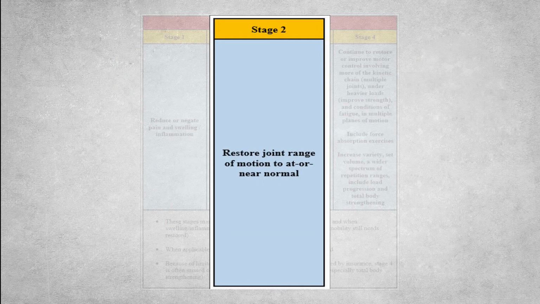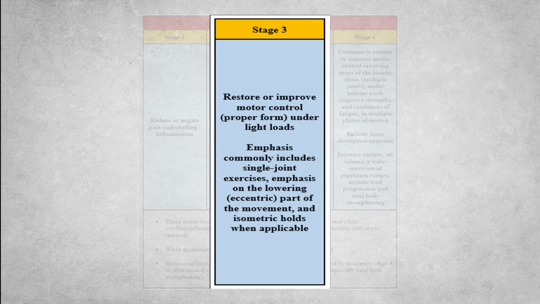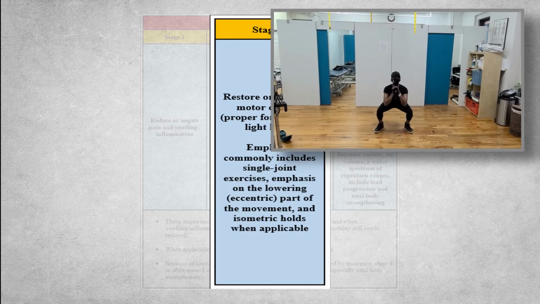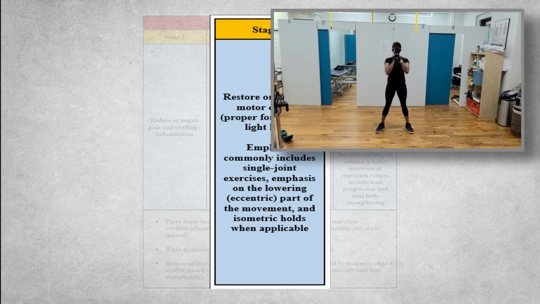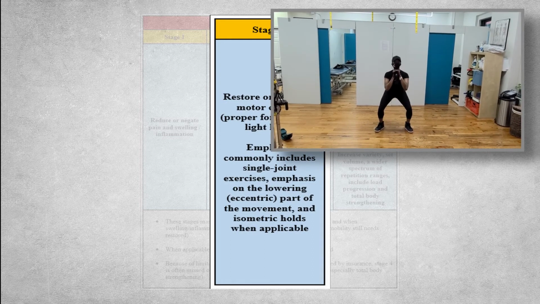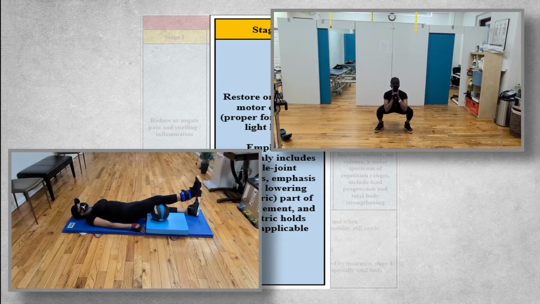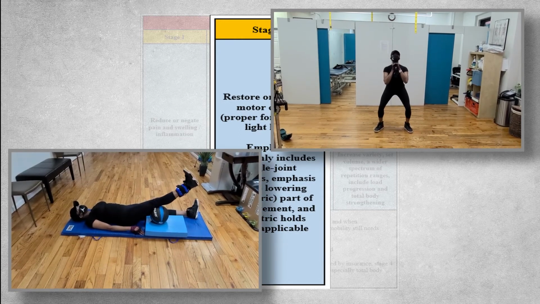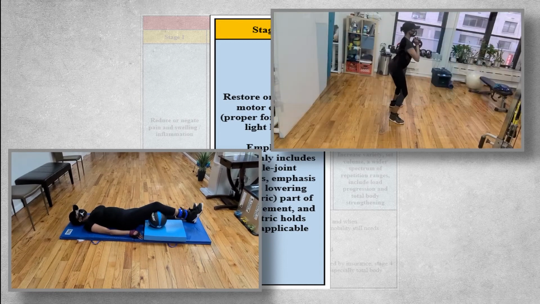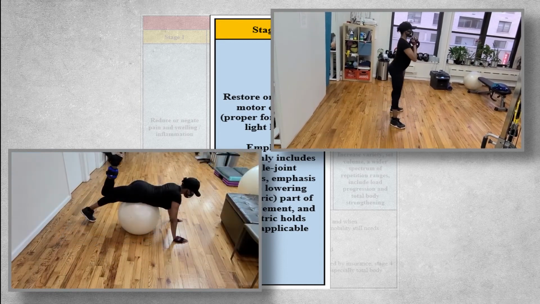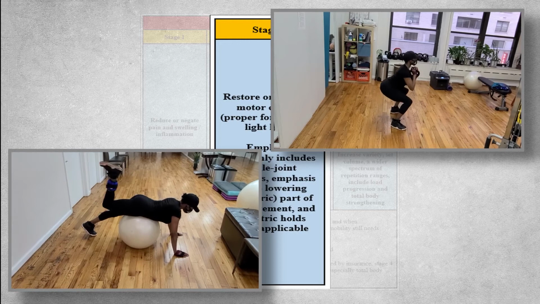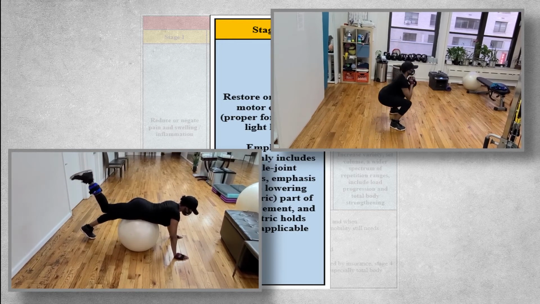And then when the pain and swelling has reduced enough that load bearing can occur, the therapist can start to introduce stage 3, which is where you want to restore or improve motor control, which really just means establishing proper movement patterns or proper form. And this commonly includes light loads with single joint exercises where the emphasis is on the lowering or eccentric part of the movement. And when applicable, it's also going to include isometric holds as one of the ways to improve local joint stability.